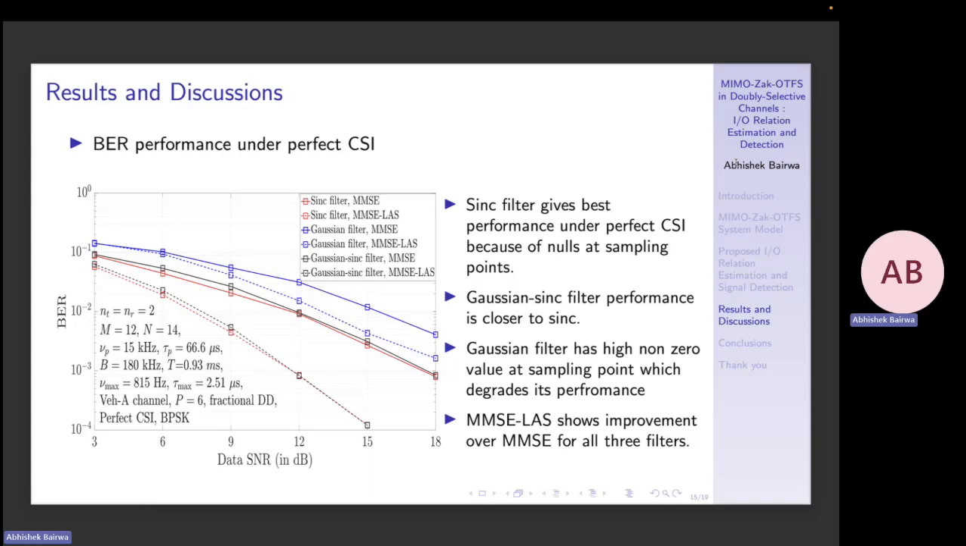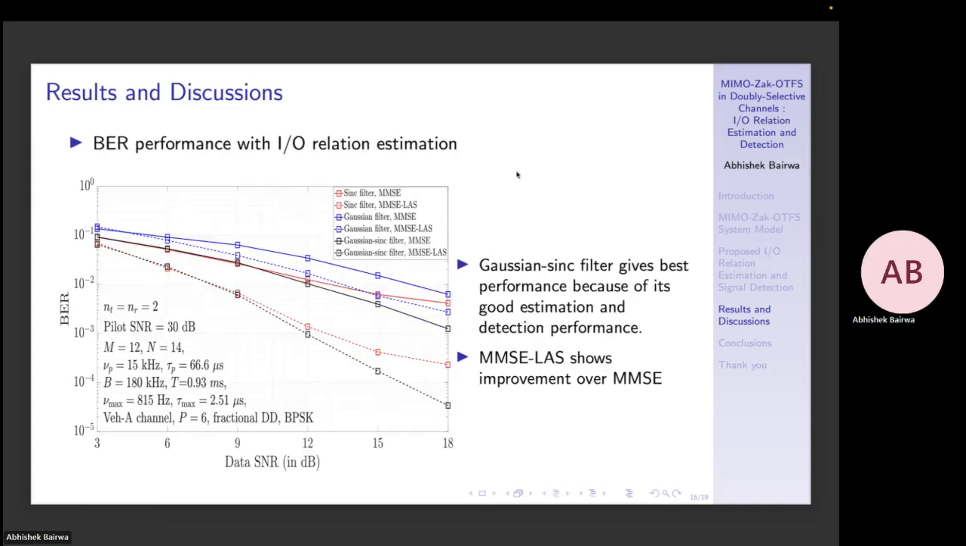It can also be seen that MMSE-LESS shows a good improvement over MMSE. There's a 6 dB gain to achieve the 10 raised to minus 3 BER for the sinc and Gaussian-sinc filters.